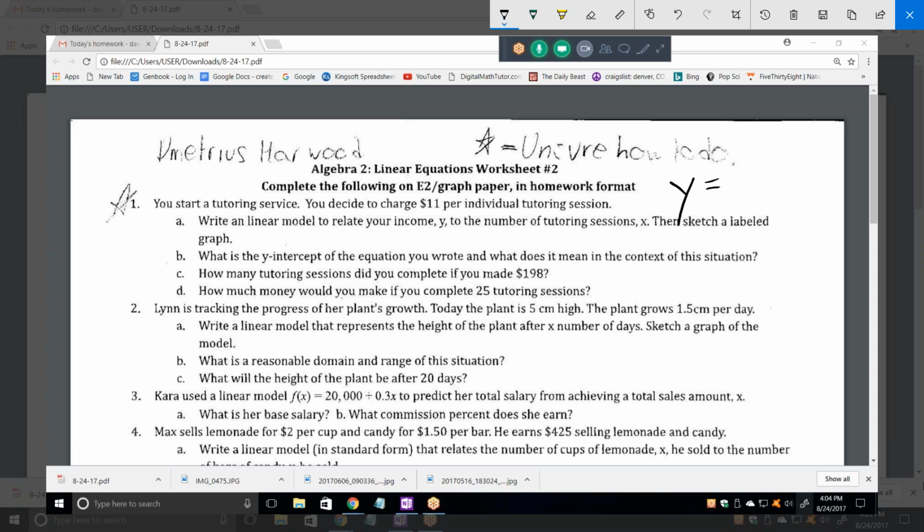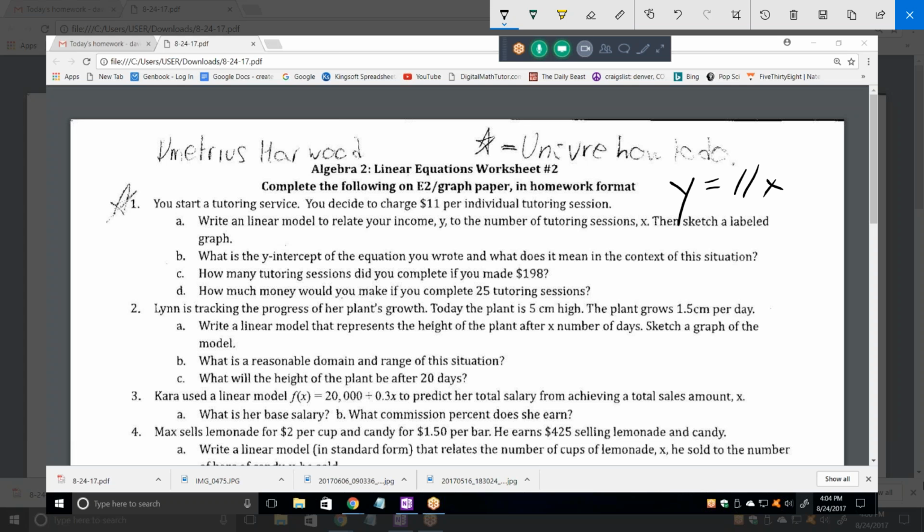What do you think? What if you do 2 hours? How much are you going to make? $22. What if you do 3 hours? $33. So what are you doing? You're multiplying what by what? 11 by the number of hours you work, right? Yeah. So it's 11x, where Y is my income, and X is the number of hours, or the number of sessions I give. Okay?